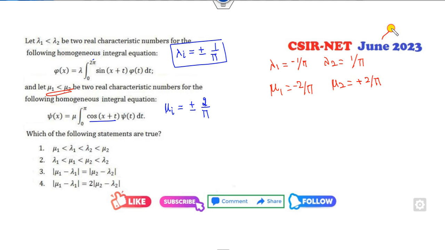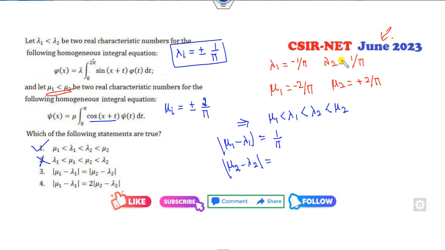Now you can see how many seconds you need to solve this if you watch this lecture. Now you can see mu 1 is less than lambda 1. Is it true? Mu 1 is less than lambda 1, lambda 1 is less than this, and this is less than here. So that means this option is cancelled. This option is the correct option. Mu 1 minus lambda 1 absolute value, what is it? It is 1 over pi. What is mu 2 minus lambda 2 absolute value? If you take the difference, it is 1 over pi. That means both are the same. So first and third are my correct answers. And you can see how many seconds you need to solve this question once you remember this shortcut trick.